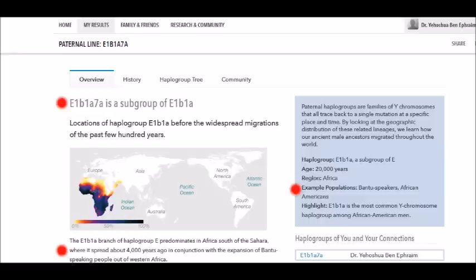All right, and you see the red dots right there. We go right to it. E1B1A 7A. Obviously it's a subgroup of E1B1A. And we scroll on over it, and it says example populations, Bantu speakers, dead giveaway, the Negroes, or the lost Hebrew Israelites, that they won't say that that's what they are. Okay, I come from that. And so-called African Americans. Boom.